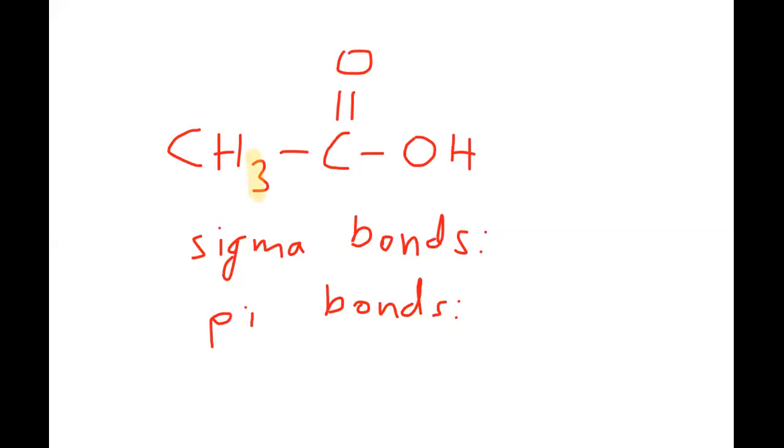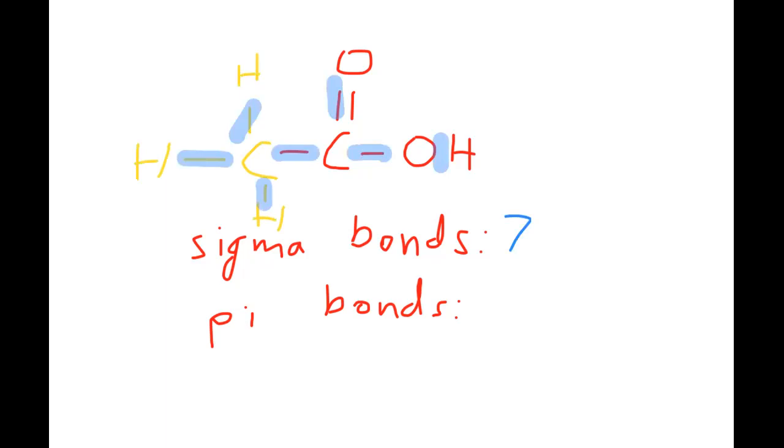If we do the complete structure, there are three single bonds here. 1, 2, 3, 4, 5, 1 in between these two, 6, and then 1 here we have a double bond, so 1 will be a sigma bond, 1 will be a pi bond. So 1, 2, 3, 4, 5, 6, 7. 7 of these are sigma bonds, and this is the pi bond.